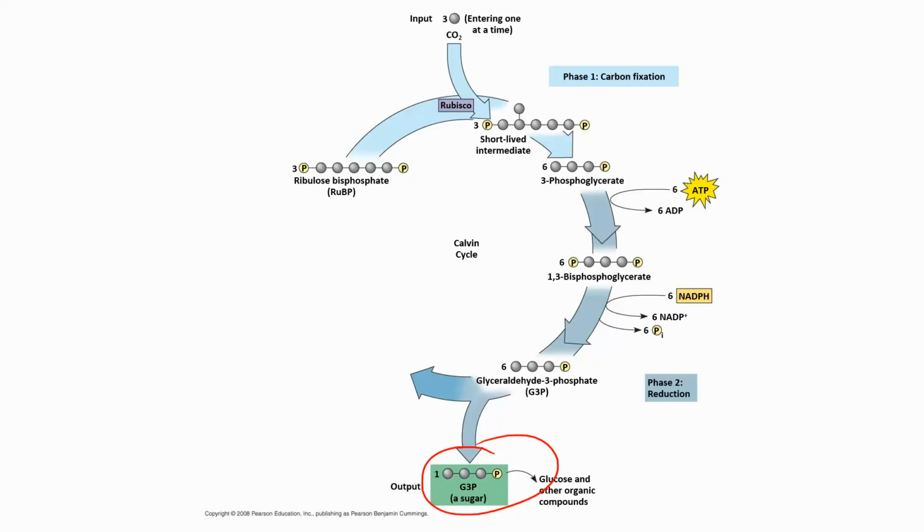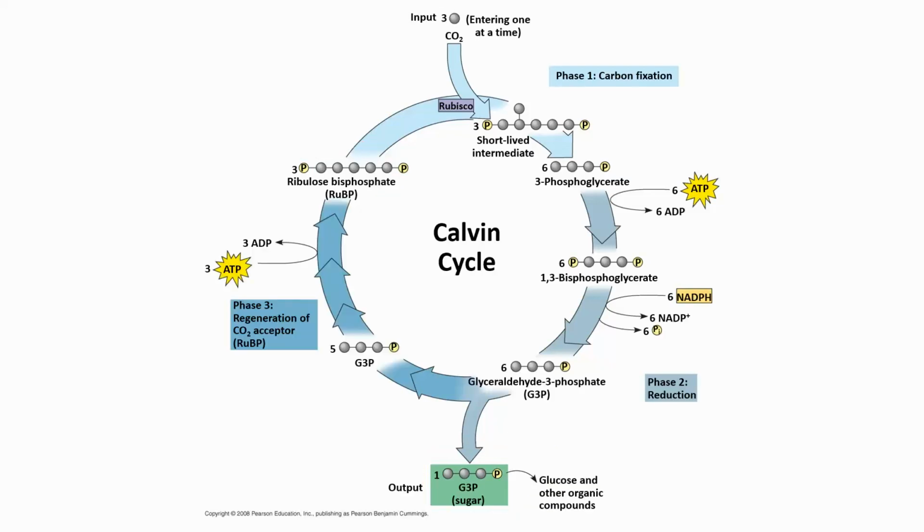Now, you cannot just leave this process stuck here, because if you don't reset this cycle and produce the RuBP, you will not be able to continue the Calvin cycle, and you won't be able to accept more carbon dioxide and build more sugar. So the last step is to regenerate that RuBP, just so that way the cycle is reset and ready to go again.